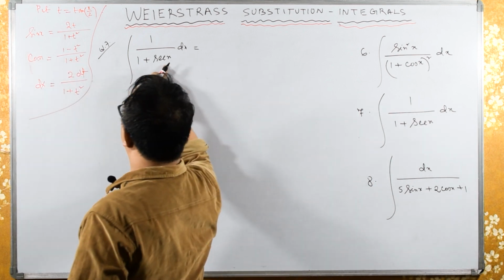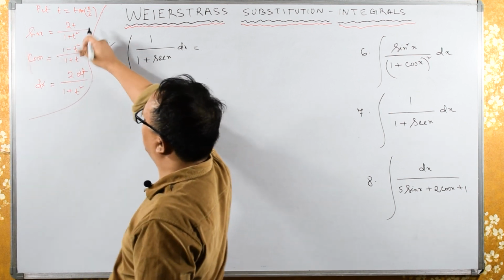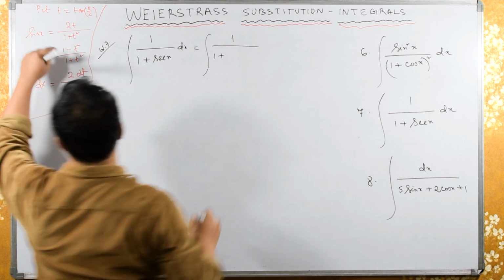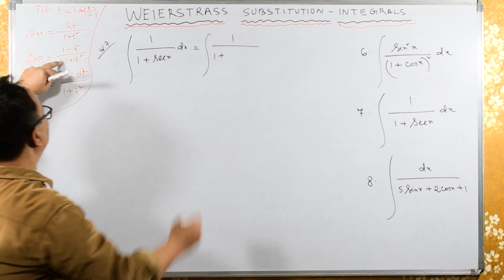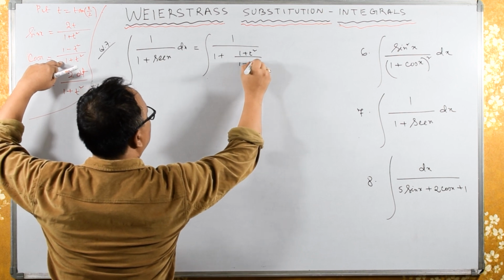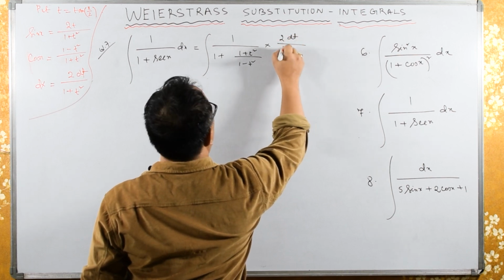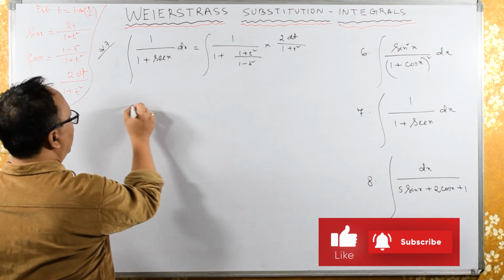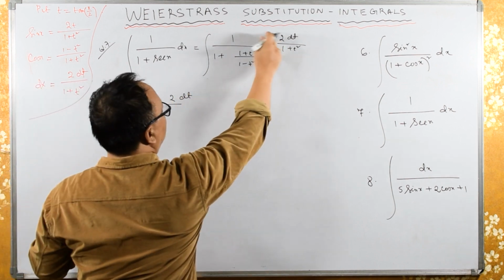Since cos x is 1 minus t square upon 1 plus t square, sec x will be the reverse of this. So 1 upon 1 plus sec x will be 1 plus t square upon 1 minus t square, into what is dx? dx is twice dt upon 1 plus t square. Now let's take the LCM.